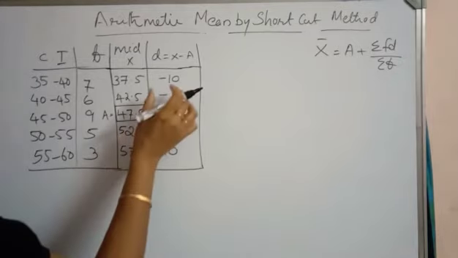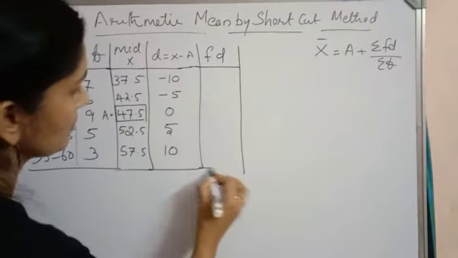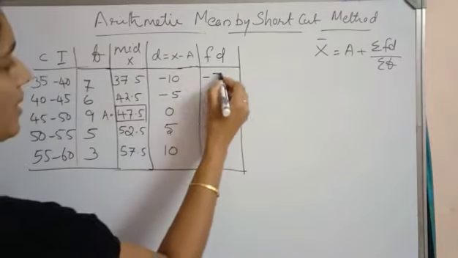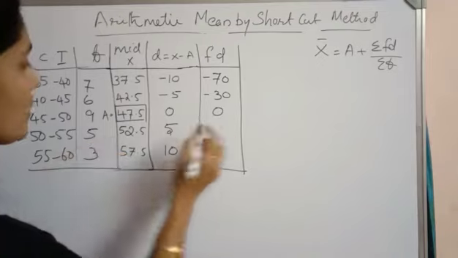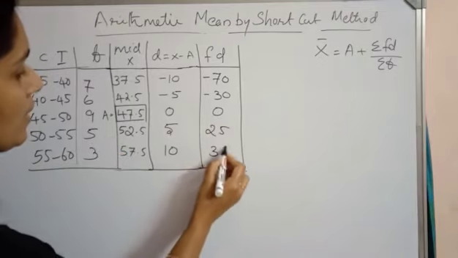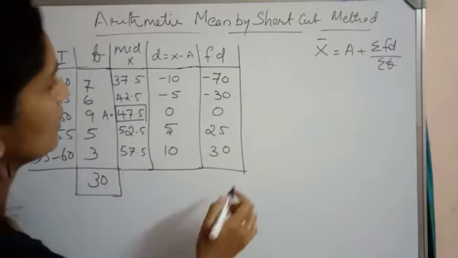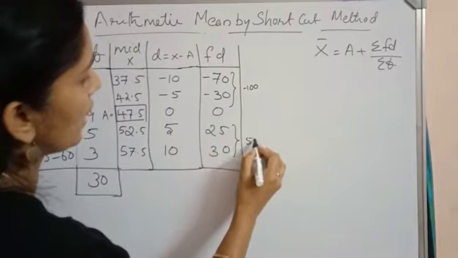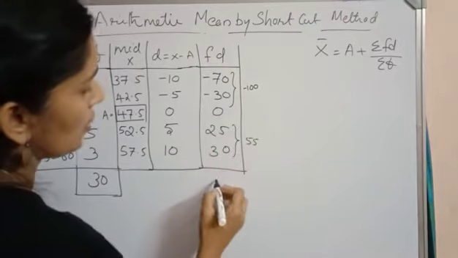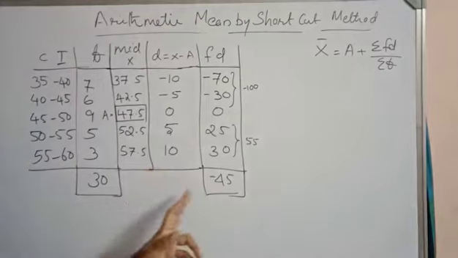Now let's multiply the deviation with the frequency. So the other column is fd. 7 into minus 10 is minus 70. 6 into minus 5 is minus 30. The next is 0. Then 25. This is 30. Now let's find the total frequency. The total frequency that you are getting here is 30. And the fd values, this becomes minus 100 and this is 55. So the difference between these two is 45, that is minus 45, since minus 100 is a greater number.